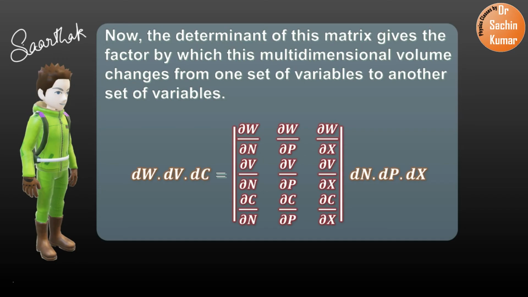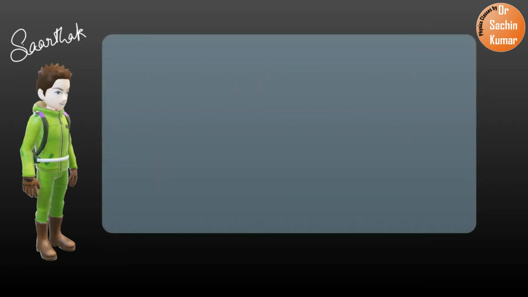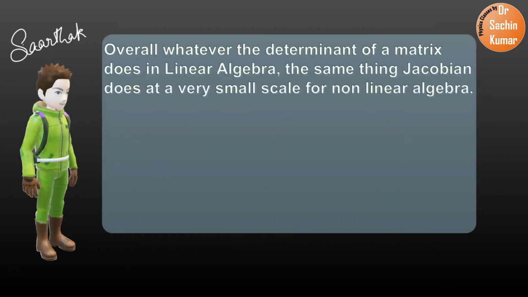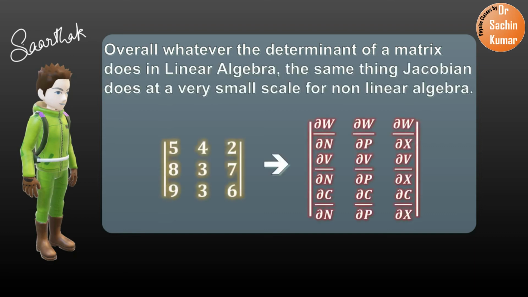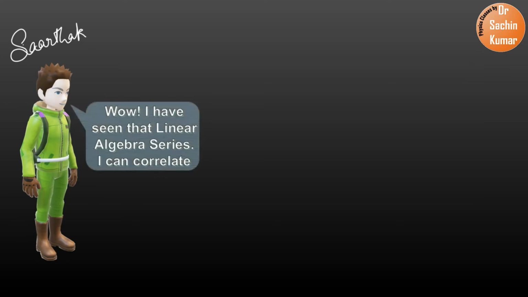For understanding more about determinant, watch 3B1B's linear algebra series. Overall, whatever the determinant of a matrix does in linear algebra, the same thing the Jacobian does at a very small scale for non-linear cases. Wow, I have seen that linear algebra series. I can correlate. That's very nice.